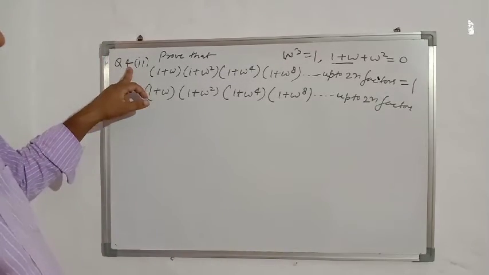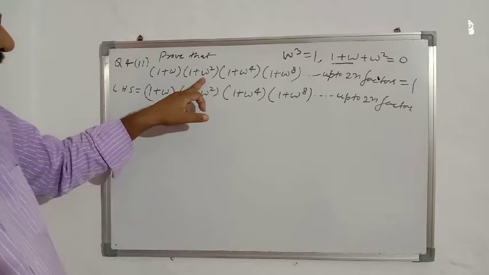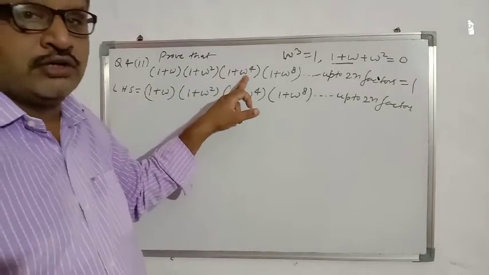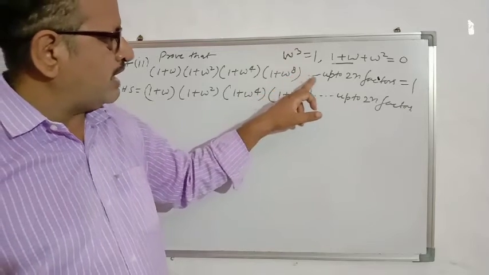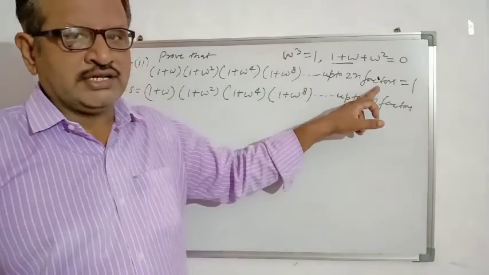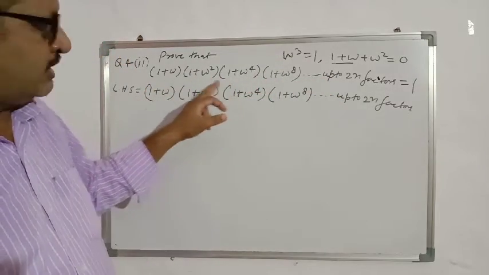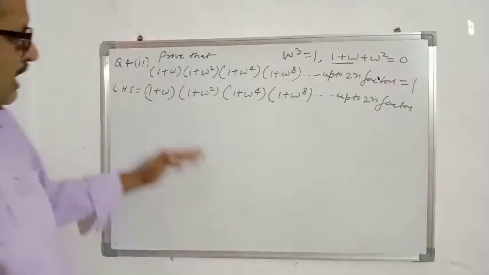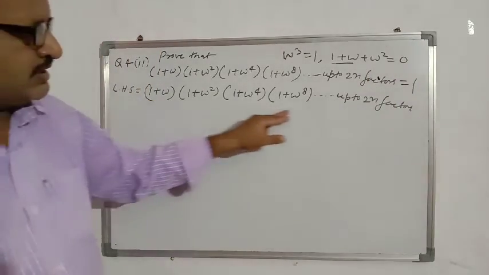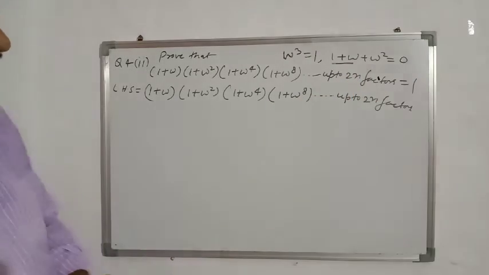See question number 4, second part. We have to prove that (1 plus omega) into (1 plus omega square) into (1 plus omega to the power 4) into (1 plus omega to the power 8) and so on up to 2n factors. How many factors? Each bracket is one factor. So up to 2n factors, its value will be 1. Again we have to take the left hand side and prove its value will come 1.